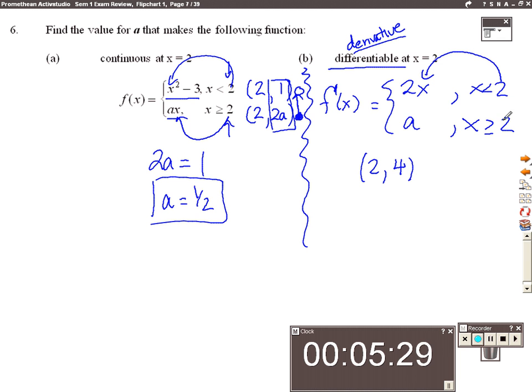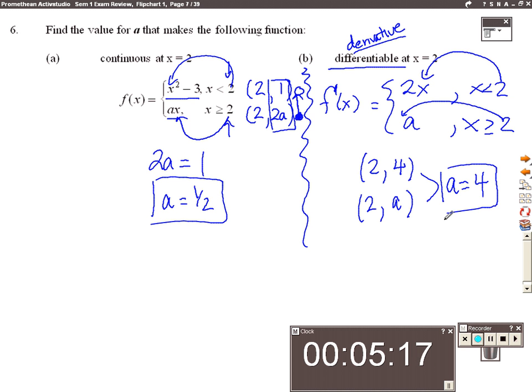And there's no value of x to substitute 2 into, so when x is 2, y is a. So that tells us in order for this function to be differentiable, a has to equal 4. So what we notice is that these two values of a are not the same. So we really can't make this function be continuous at x equal to 2 and differentiable at x equal to 2 at the same time, because it takes two different values of a.